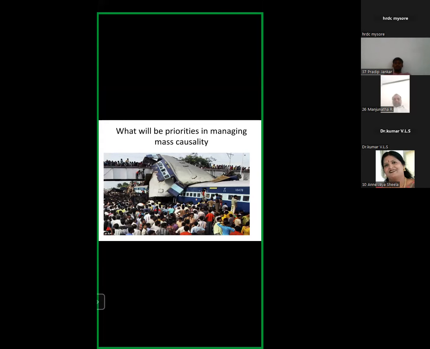The next priority is triage, which we are going to learn tomorrow, what exactly triage is and how to do it. So triage means categorizing the injured, classifying who needs assistance first, which we are going to discuss tomorrow. But before that, the first priority in managing any mass casualty is crowd management. Next will probably be providing first aid.